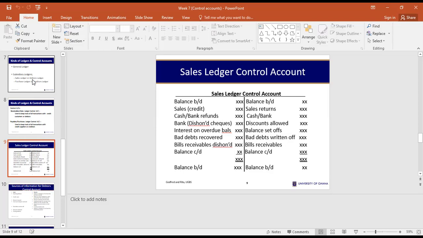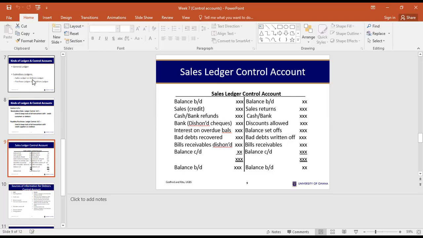So if you owe me 100 cedis, and then you came to pay me 50 cedis, now you are left with 50 more to pay. And now I say, okay, I want you to come and pay me all my money, and I give you back 50 cedis. Now you owe me 100 cedis. So if I return any cash you paid to me, or when there's any cash or bank refund, it increases the amount that you owe me. So that is called the debit side.